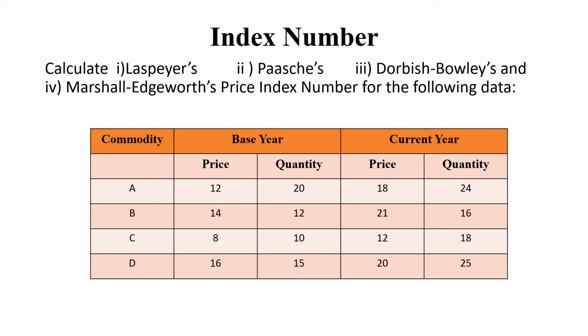the index number, in that weighted index number is basically classified into four parts, that is Laspeyres price index number, Paasche's price index number, Dorbish-Bowley price index number, and Marshall-Edgeworth's price index number. Now coming towards the topic over here, that is Laspeyres price index number.